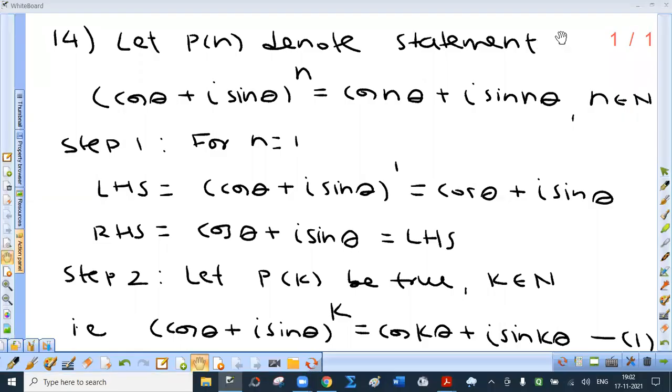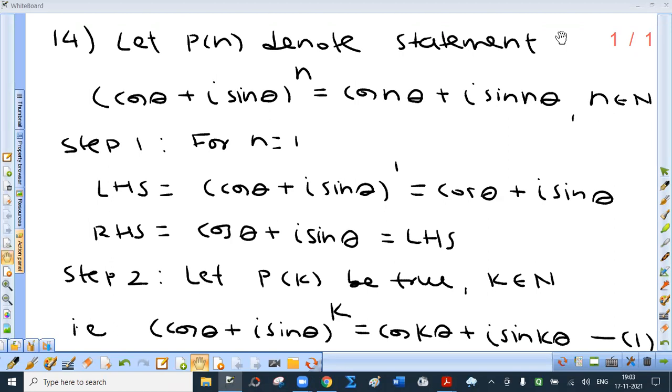14th, prove by induction (cos theta plus i sin theta) raised to n equal to cos n theta plus i sin n theta, where i is an imaginary unit, root minus 1. We have done this in the topic complex numbers. This was given by De Moivre. So this is De Moivre's theorem.